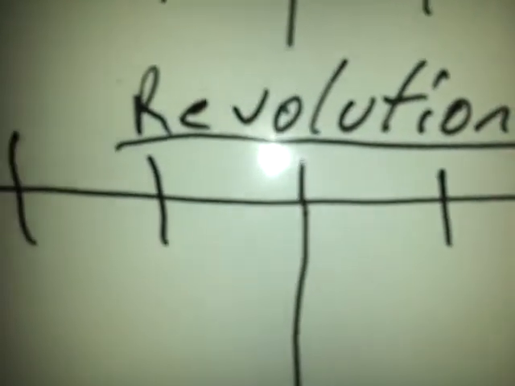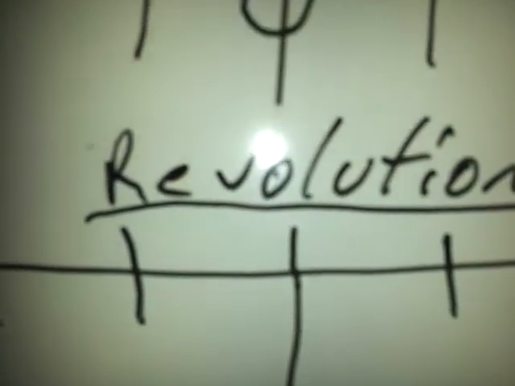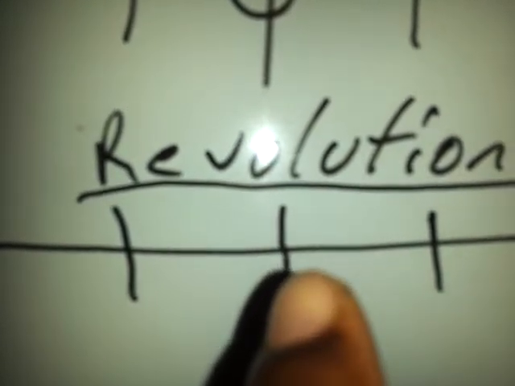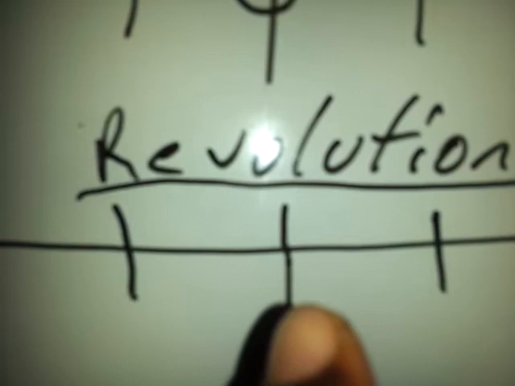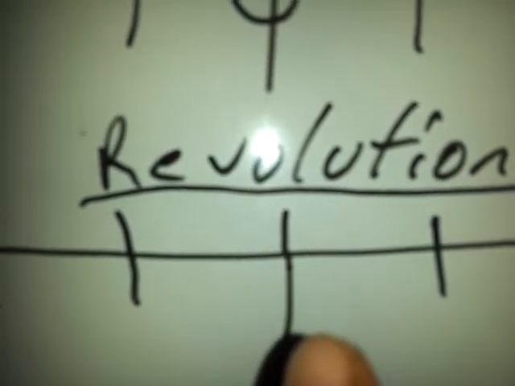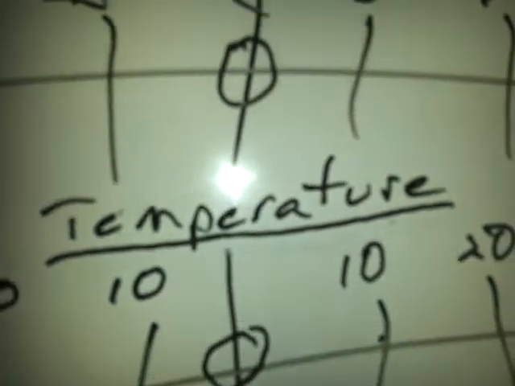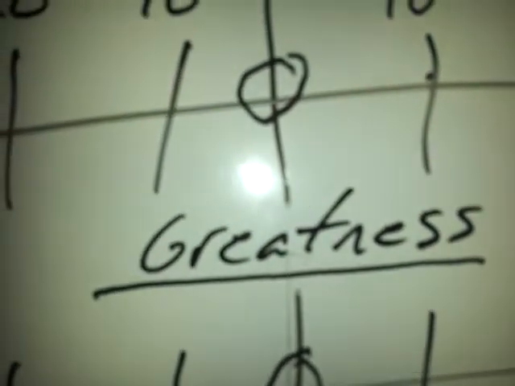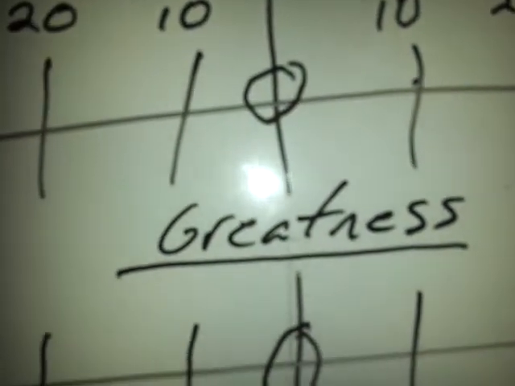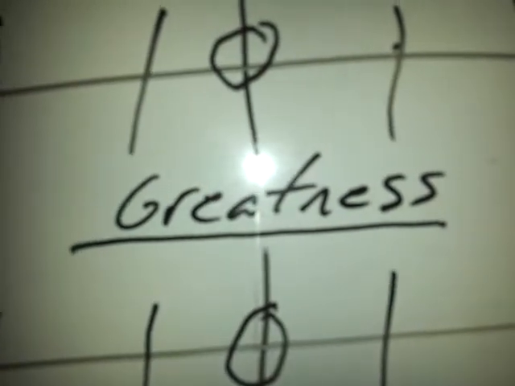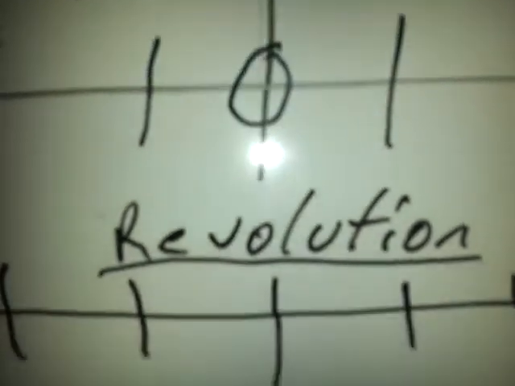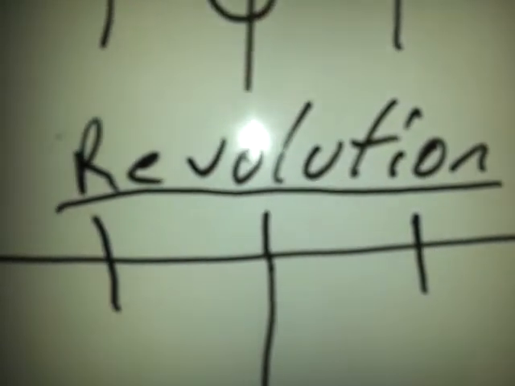Now we can come on down to what we're talking about. What's the point here today? We're talking about revolution, the scale of revolution. Now, on the scale of revolution, just like the scale of musical notes, temperature, and greatness, and white supremacy and black supremacy, the scale of supremacy that we did some time ago, there's a scale of revolution.